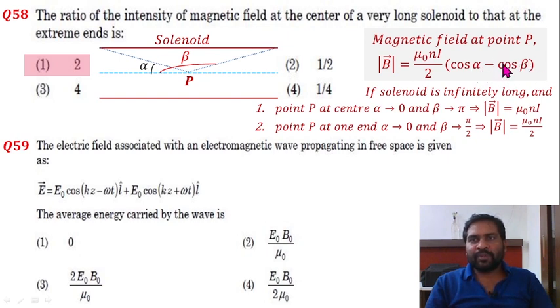So this term is going to be 0. So only mu naught Ni by 2 is surviving. Then the ratio of magnetic field at center and extreme ends equal to 2.